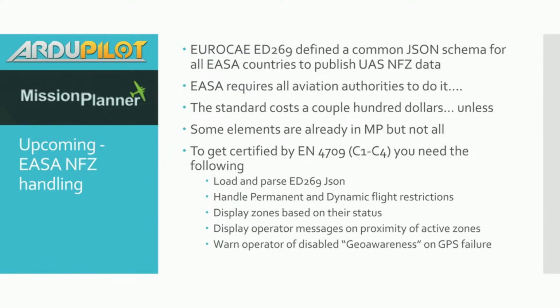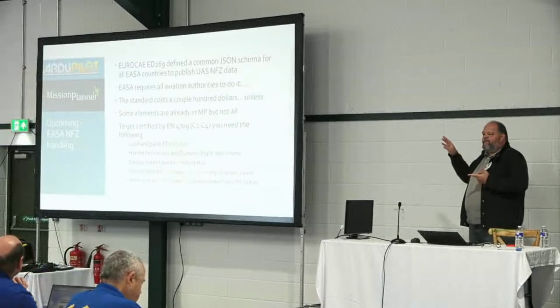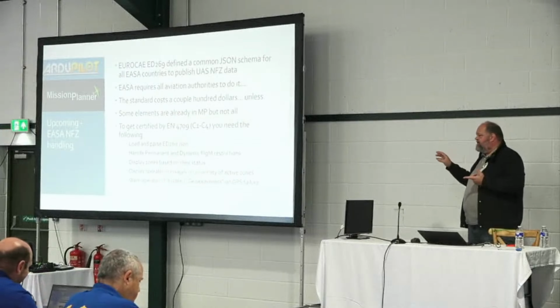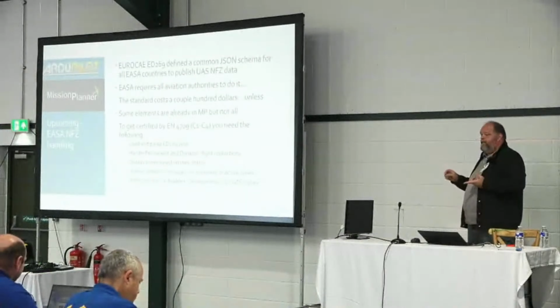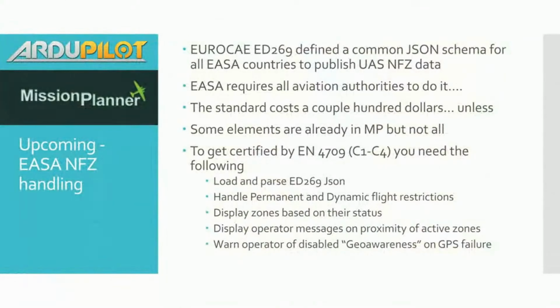So even if they do, they just put it in some obscure website in a download section that, okay, you can have this. So however, if you want to certify your drone in Europe, you have to comply, you will be able to read this data, and you have to act upon the data included in this JSON file.